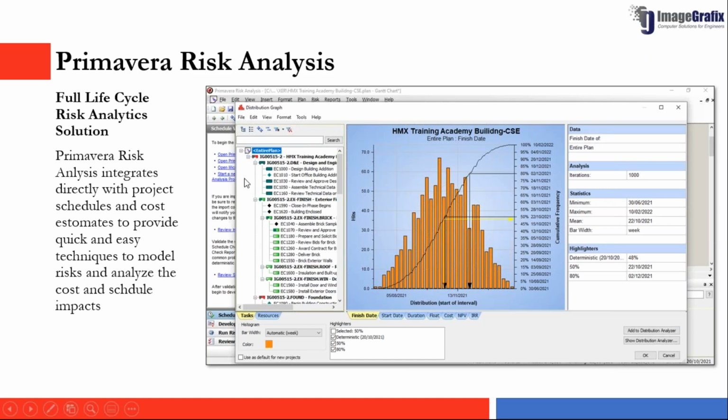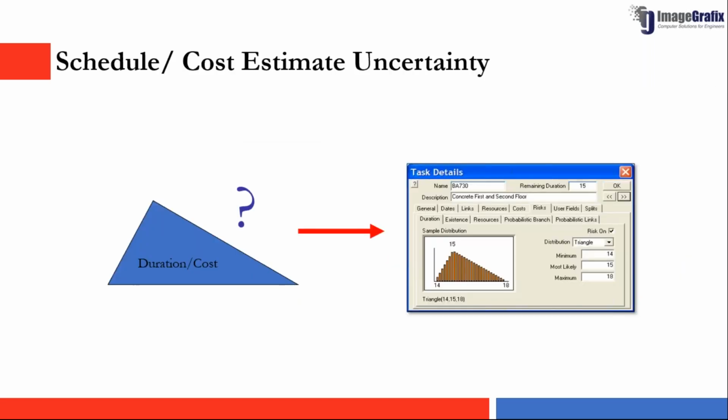So as you can see here, we can import our Primavera projects into Primavera Risk Analysis and perform our risk analysis using multiple techniques such as cost uncertainty and schedule uncertainty, and we can extract the reports of distribution analysis. Then we can have the tornado graphs, and the other features that are available in Primavera Risk Analysis are schedule and cost estimate uncertainty.